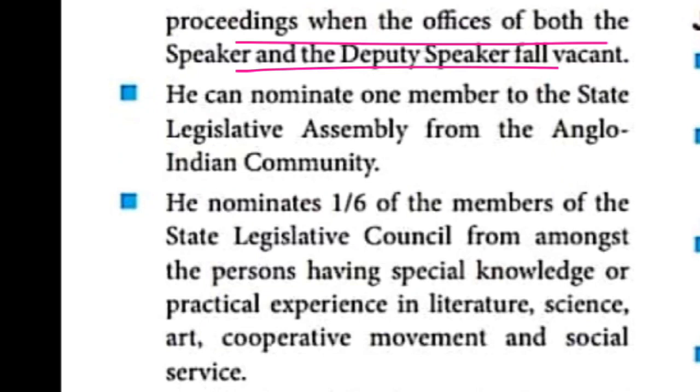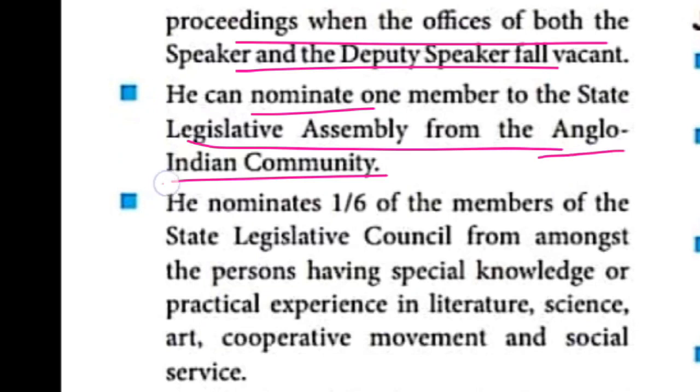The next point: he can nominate. What is meant by nominate? Appointment. He can appoint one member to the legislative assembly from the Anglo-Indian community. Anglo-Indians, who are they? In the sense, relating to both Britain and India. That is Anglo-Indian, from that community. He can appoint one person to the state legislative assembly.